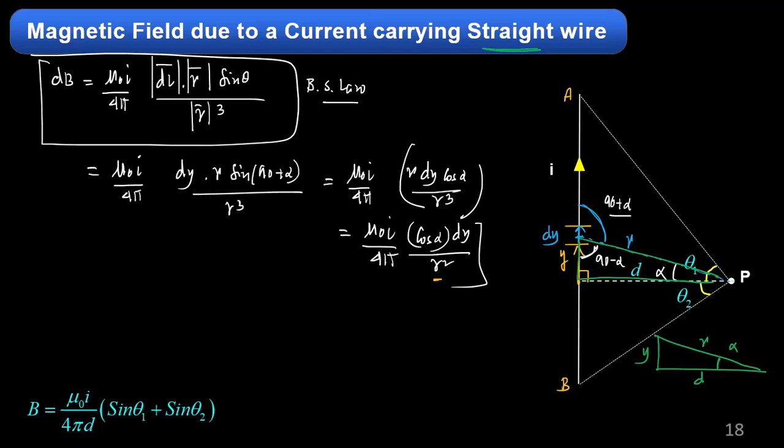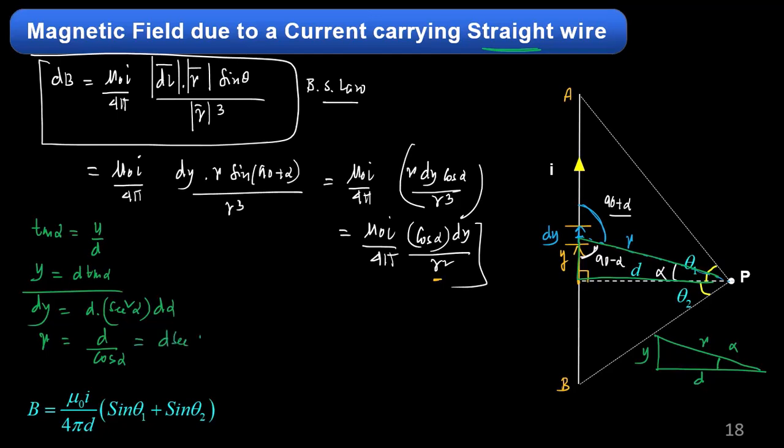Now we can write the value of tan alpha. Tan alpha is equal to y by d. From that, y equals d tan alpha. If I differentiate both sides, I get the value of dy as d into sec square alpha d alpha. This is the value of dy. And what about r? R should be equal to d by cos alpha, or I can write d into sec alpha. Now use these two in the original equation. So here I am writing mu naught I by 4 pi.